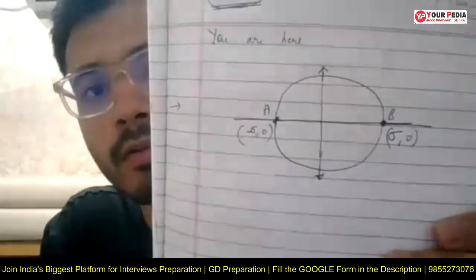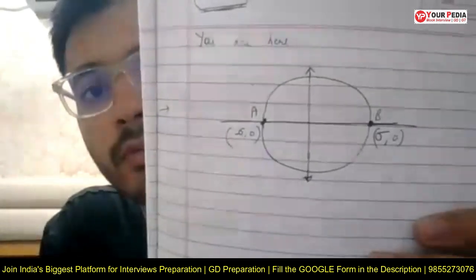Which one is the principal plane? Sir, A and B points. And what about 2 theta p?